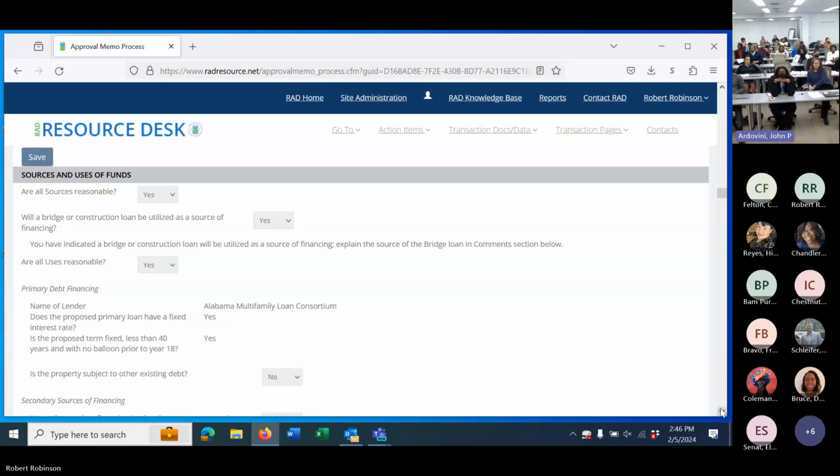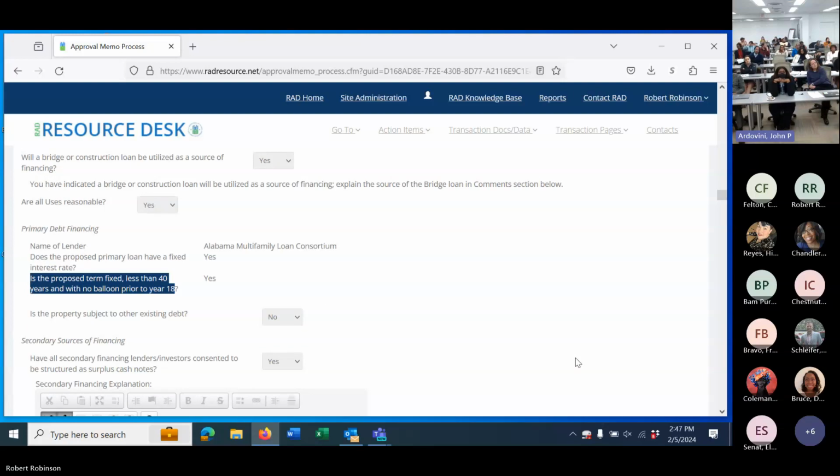So again, we have spoken about the requirements to have a fixed interest rate on the term of the loan, and also make sure that if it is less than 4 years, it has to be less than 4 years and shouldn't have any balloon prior to year 18. So the answer is yes to both. So it meets the requirement, or it complies with the programmatic requirements.